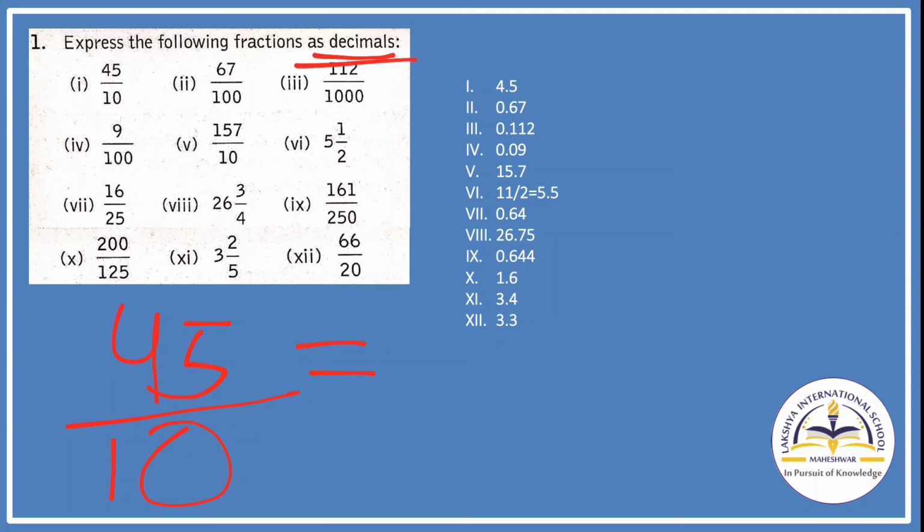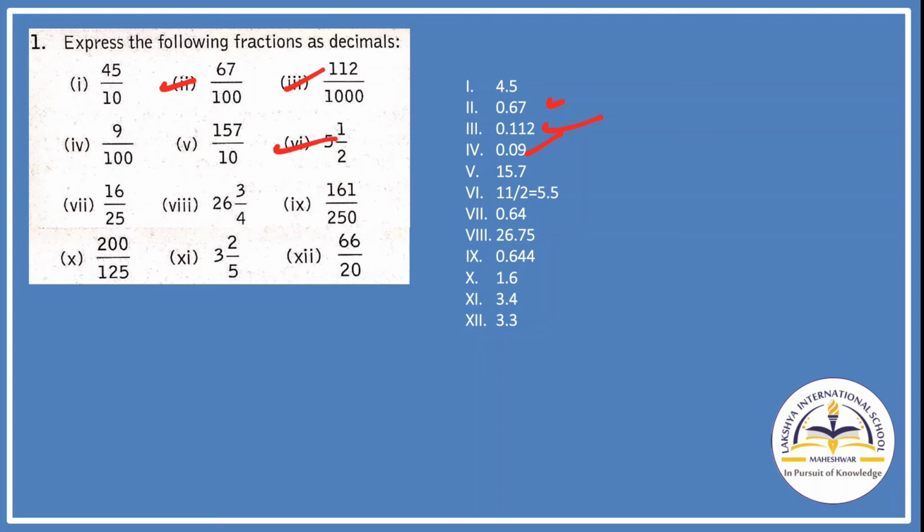So how can you express this in decimal? You can divide them, so you will get the answer 4.5. Now here you can see the decimal number is here, so this will be the answer. Now for 67 by 100, you will get 0.67. 112 by 1000, 0.112. 9 by 100, 0.09.